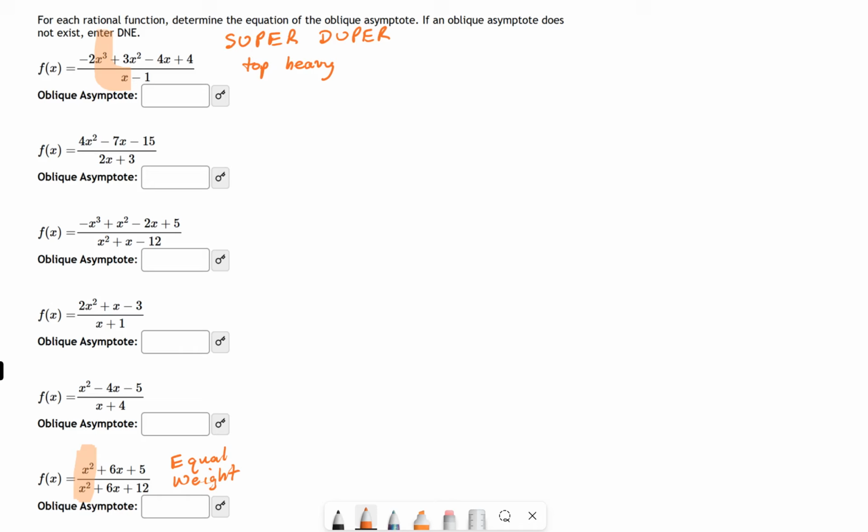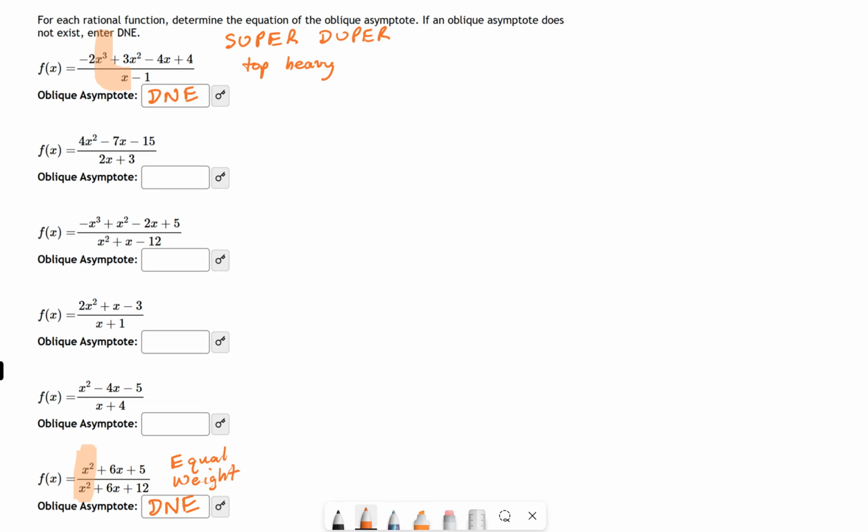The way to find oblique asymptotes is usually long division, sometimes short division, but it's always division of some kind. Now, we've got two shortcuts in this problem. When you see a power on the top of the fraction that's way bigger than the bottom, not just one bigger, but way bigger, like x cubed over x, that's super top heavy. We don't do it. That's not a slanted asymptote. It's just something else. It's a curvy asymptote.